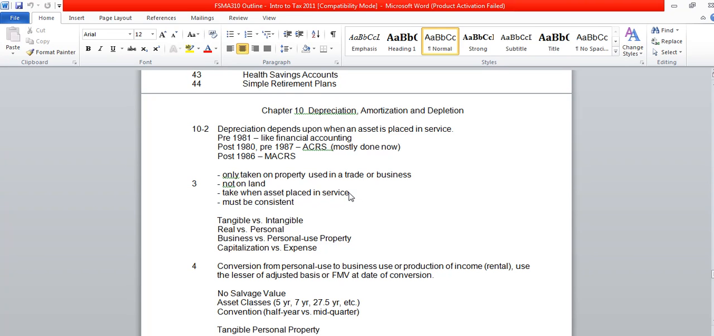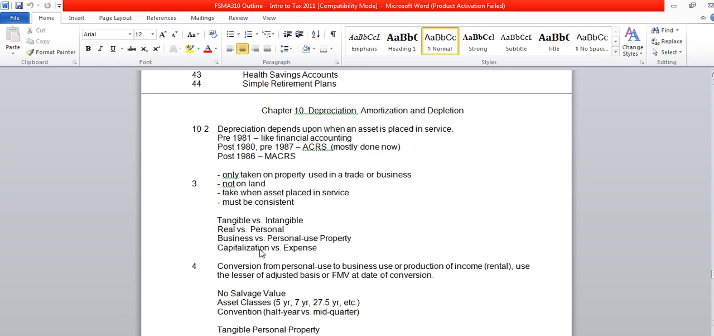Okay. There is tangible versus intangible property. You don't depreciate the purchase, for instance, of someone's accounts receivable. It has to be tangible property. We have to differentiate between real property, real estate, building and its structural components, versus personal property. Personal property are things that you can move about, such as desks, furniture, computers, and so forth. Business versus personal use property. You can only depreciate business property and not personal use property.